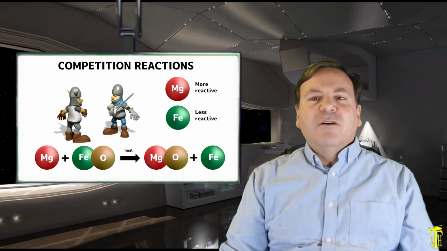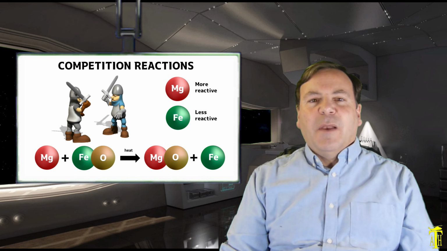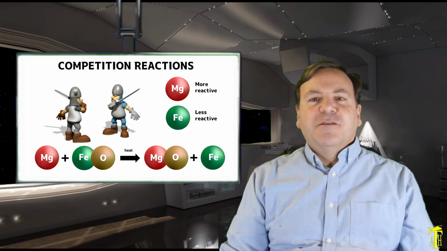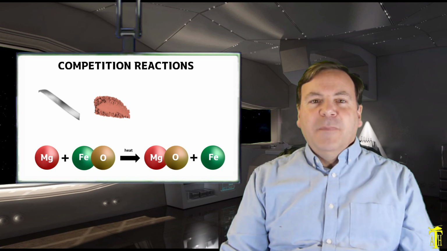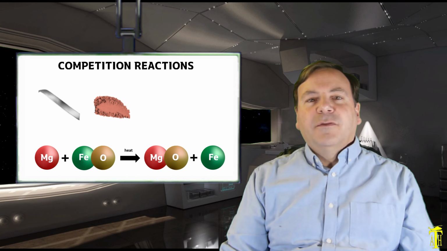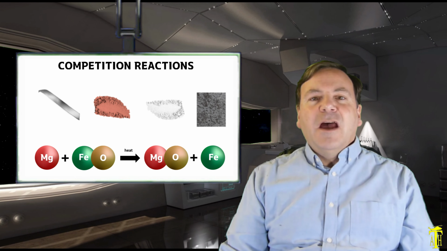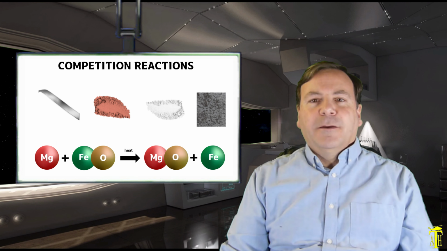There would have been lots of evidence that a reaction took place here, such as the production of heat, light and smoke, as well as a change of materials. The reactants at the start were a silvery metal, the magnesium, and a reddish powder, the iron oxide, and these changed during the reaction to a white powder, the magnesium oxide, and a greyish metal, the iron.